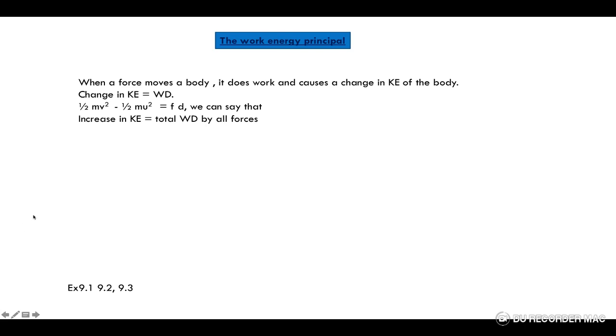And as we know, change in kinetic energy is half mv square minus half mu square, where u is the initial speed and v is the final speed, and this is equal to work done. What is work done? Force multiplied by distance traveled, that is Fd. So here we can now safely say that increase in kinetic energy is the total work done by all forces acting on the object. Remember, here the contact is not rough.